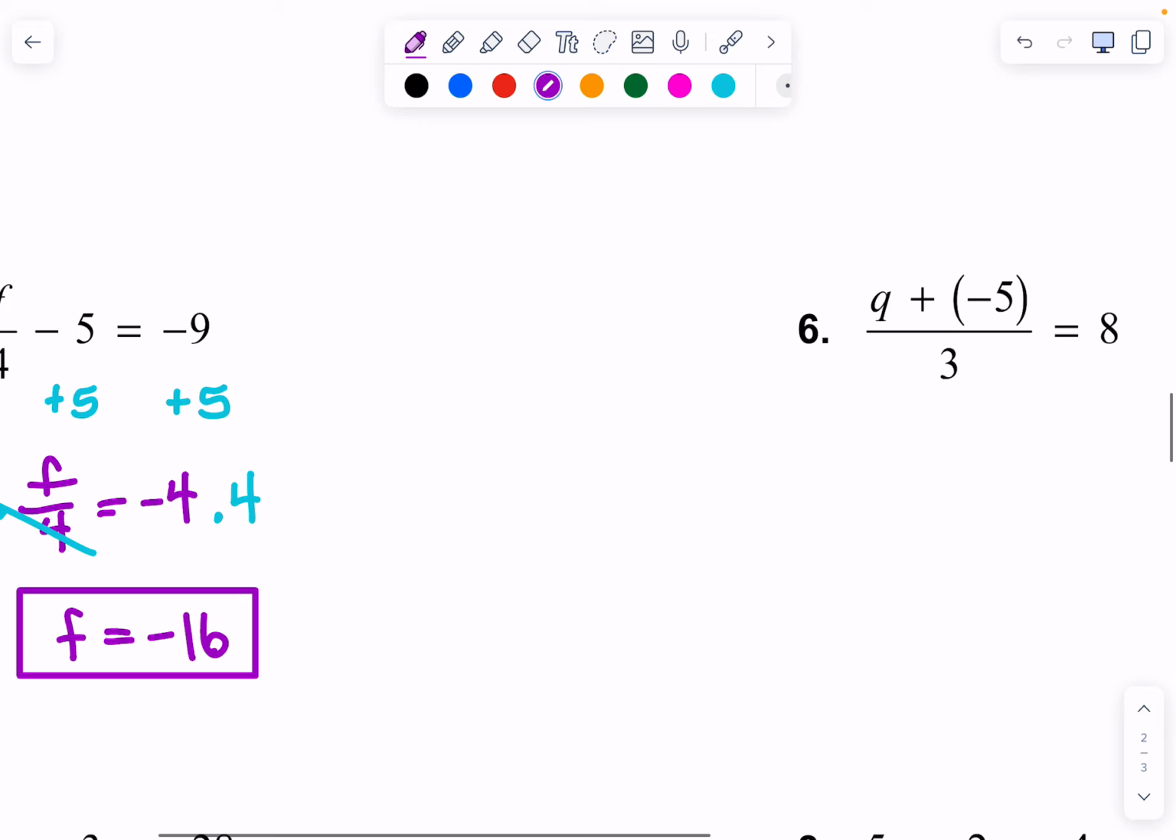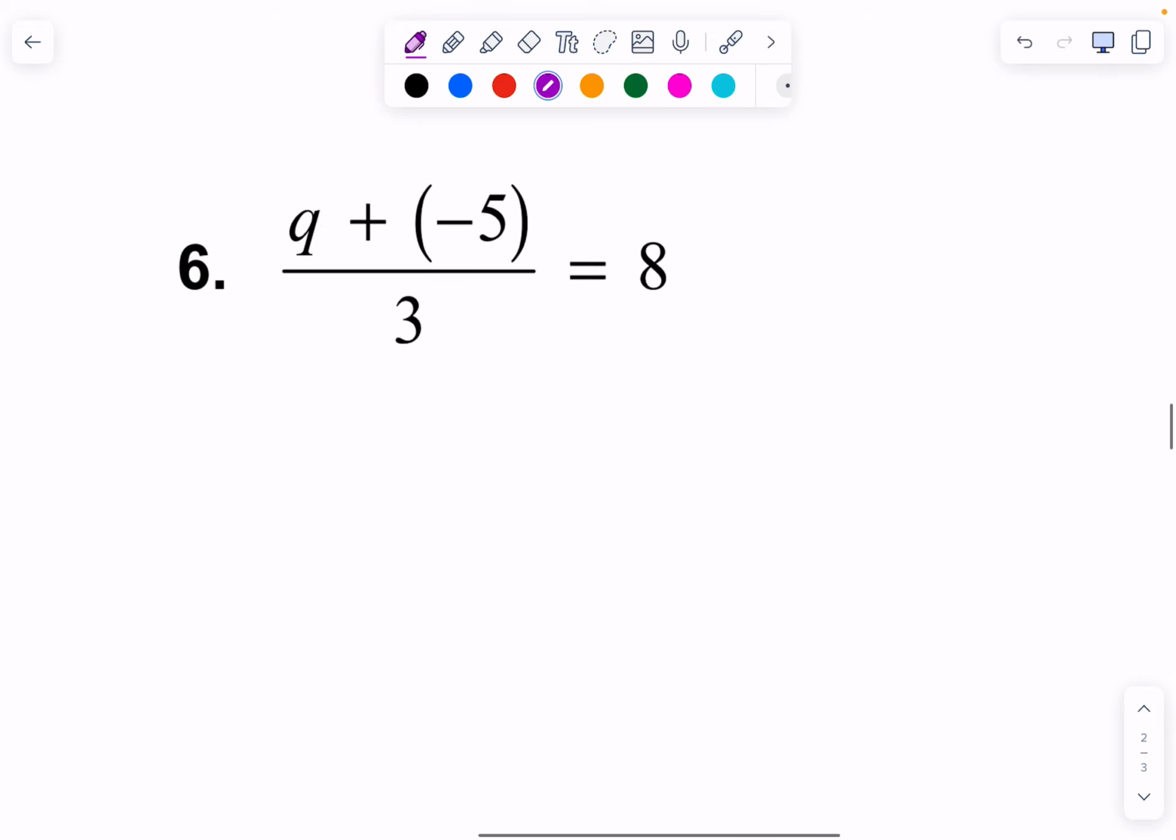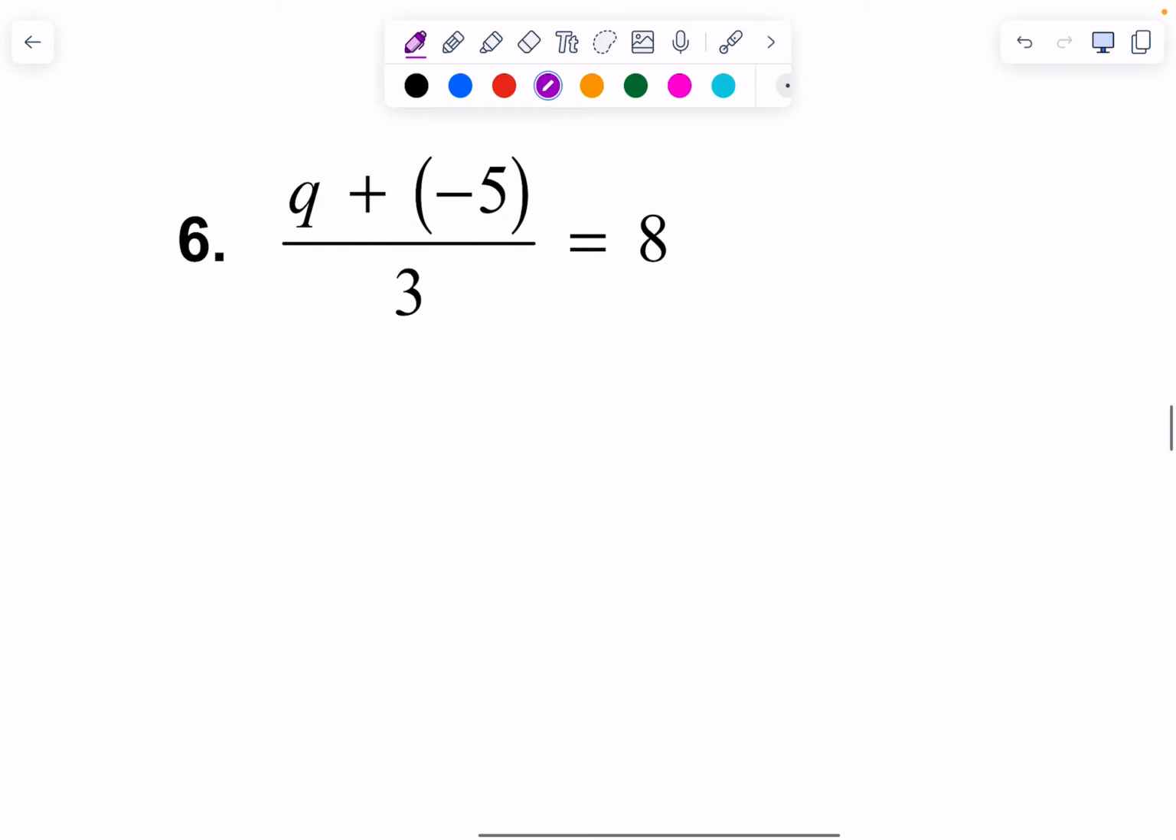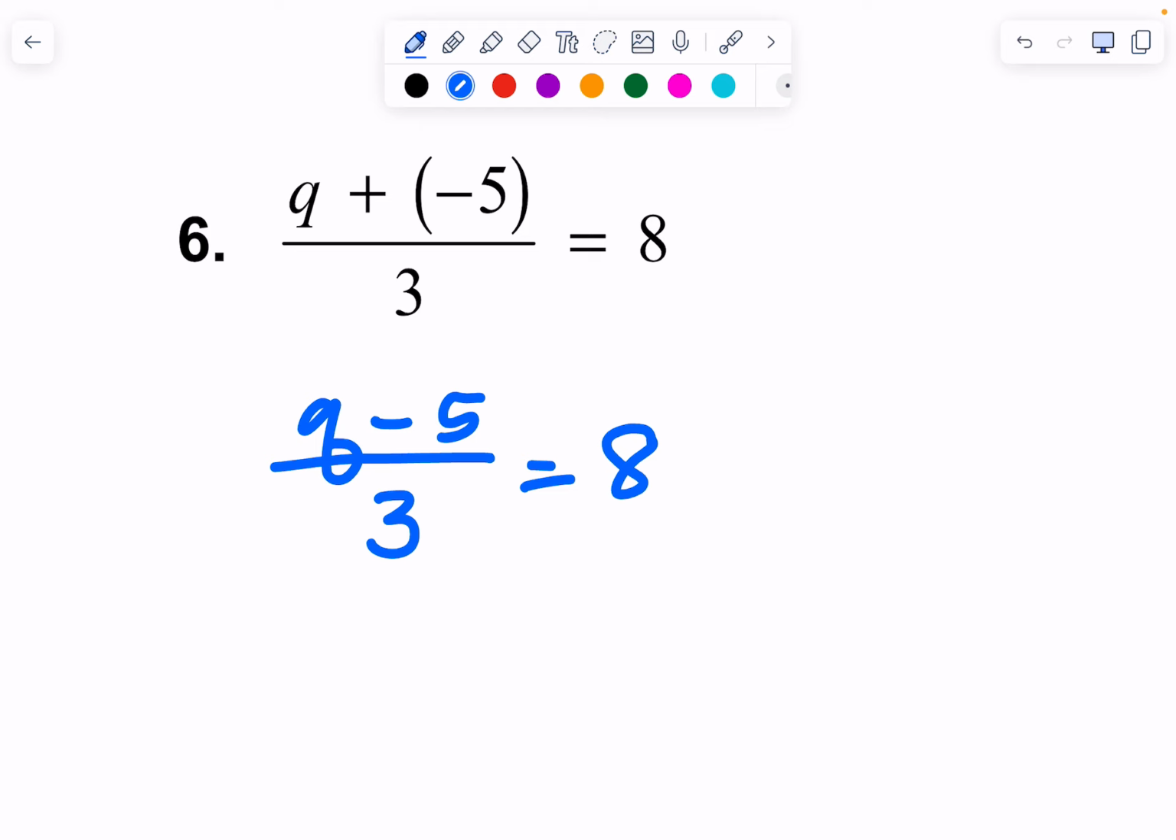Okay. Now, go look at number 6. Number 6 is different than number 5. Do you see how the division and the addition are in a different order? Okay. First of all, I don't like q plus negative 5. I think that's really ugly. So if it were me, I would rewrite it like this. I would distribute that positive to the negative 5 and write it as subtraction just to make my algebra easier.